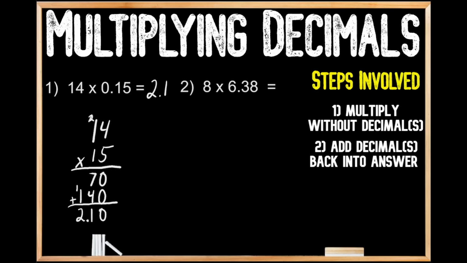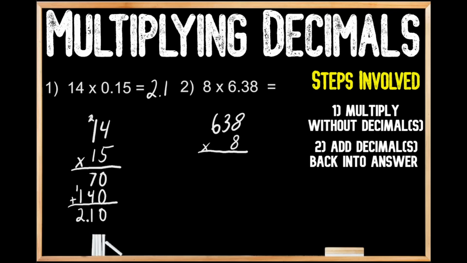Now moving on to question number 2, we're being asked to multiply 8 times 6 and 38 hundredths. Remembering our first step is to multiply without decimals. And here we're actually going to write the question a little differently because we want to make sure that we have the bigger number up top. If we're including 6 and 38 hundredths, when it's not a decimal, we're going to have a 3-digit number. So we're going to write 638 up top, and then down below, we're going to include our 8.